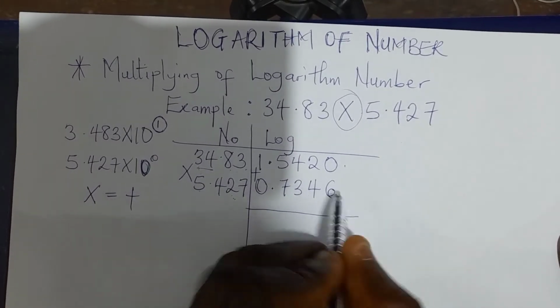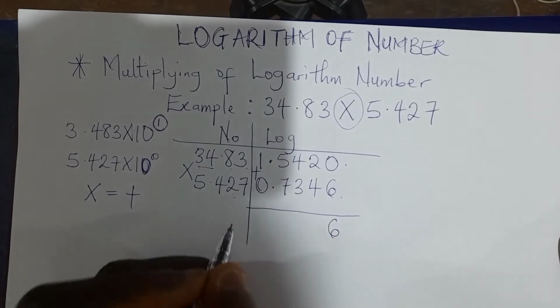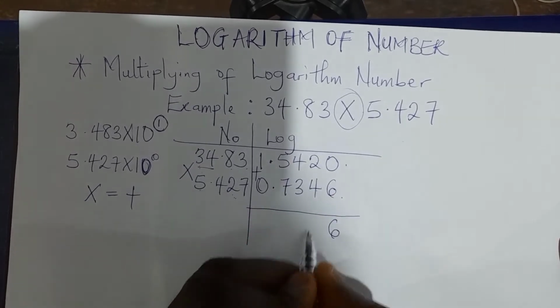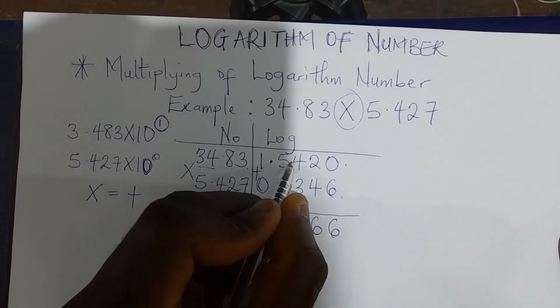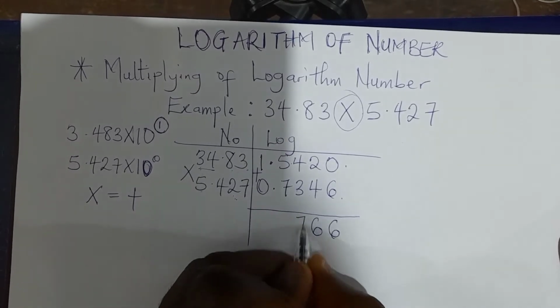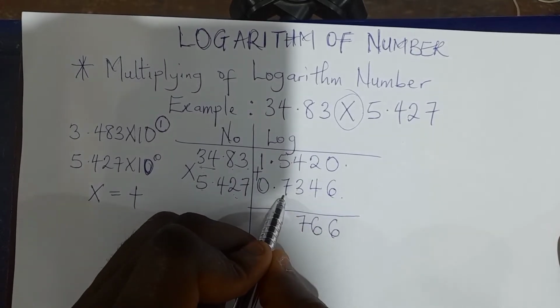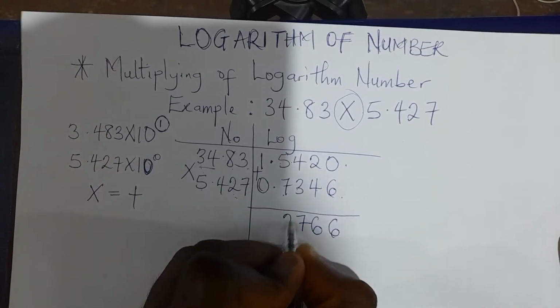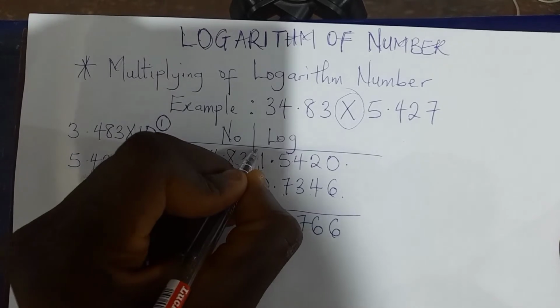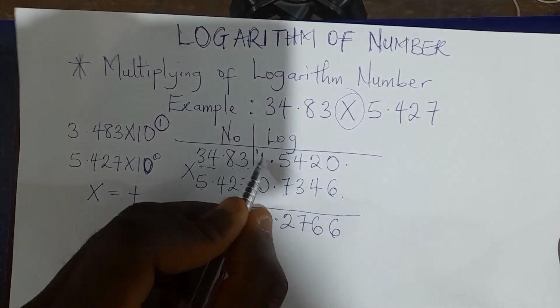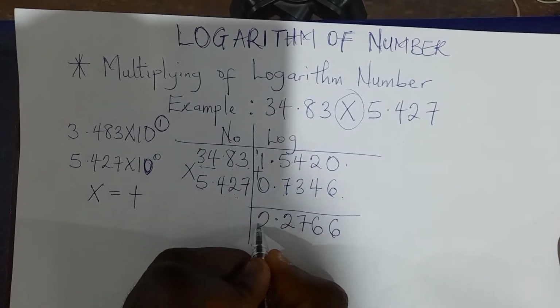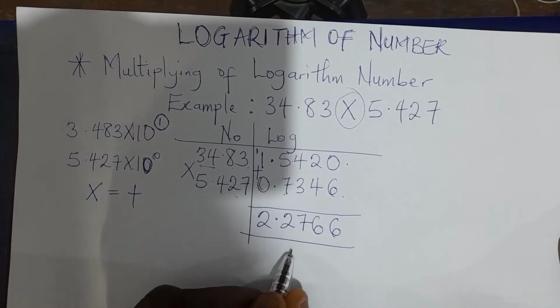Let's add this together. We have 0 plus 6 gives us 6. 2 plus 4 gives us 6. 4 plus 3 gives us 7. Then 5 plus 7 gives us 12. You write 2 and take the 1. Now you have 1 plus 1. What does it give you? It gives you 2.